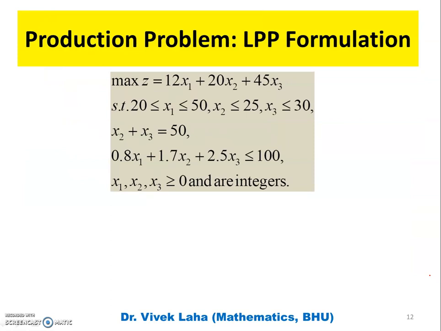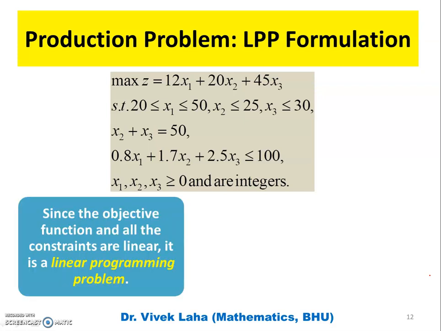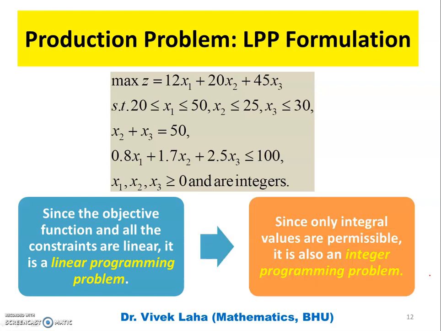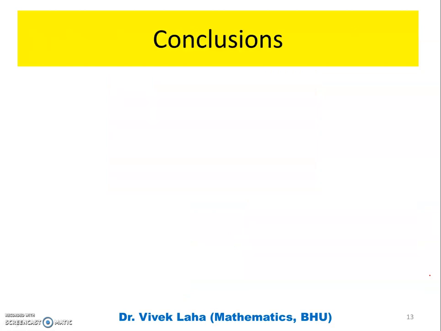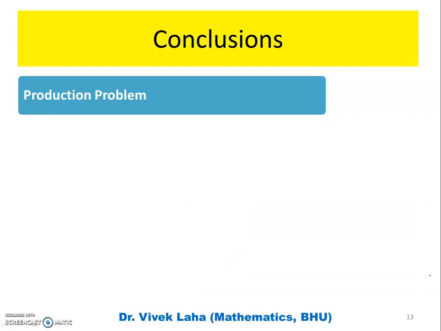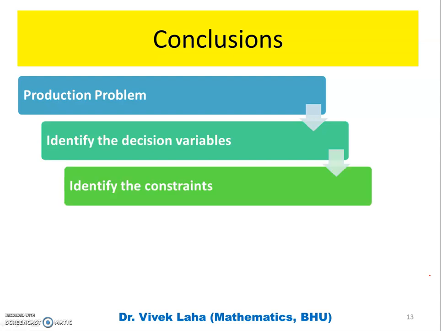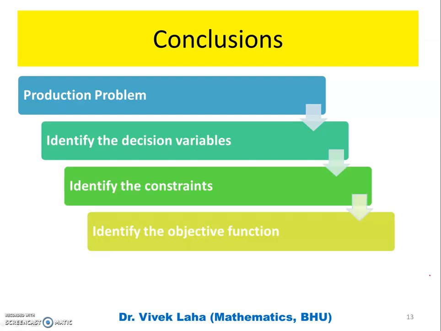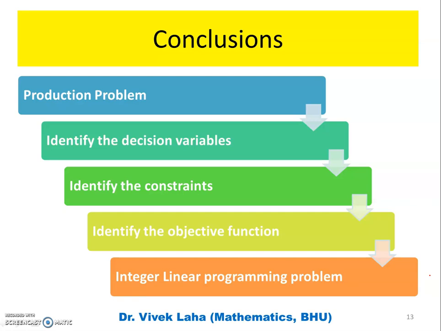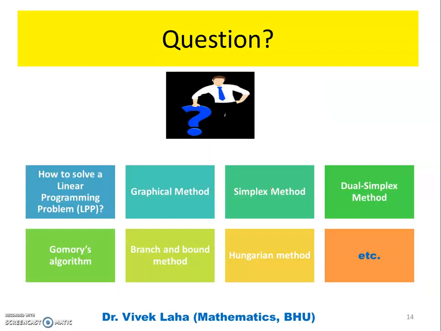So this is the mathematical formulation of the production problem. Since the objective function and all the constraints are linear, it is a linear programming problem, whereas since only integral values are permissible, it is also an integer programming problem. So what are the conclusions? In the production problem, we identified the decision variables, the constraints, and the objective function, and then we formulated an integer linear programming problem.